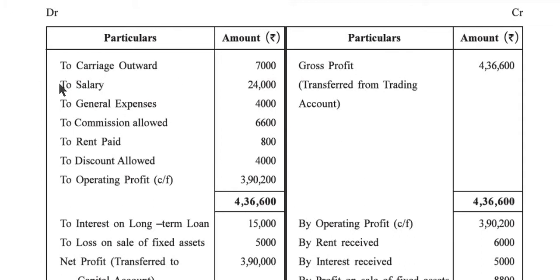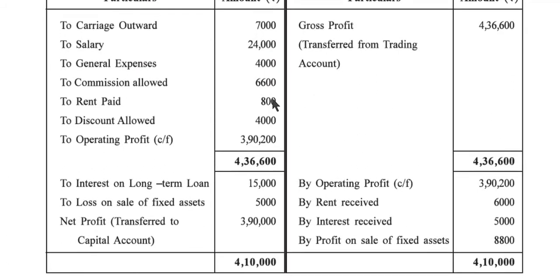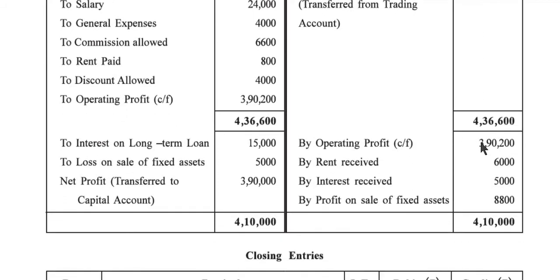Afterward we write all the expenses on the debit side. To carriage outward 7,000, to salary 24,000, to general expense 4,000, to commission allowed 6,600, to rent paid 800, to discount allowed 4,000. And afterward 4,36,600 minus all these expenses, then we get 3,90,200, to operating profit carried forward. This operating profit we write here, 3,90,200.